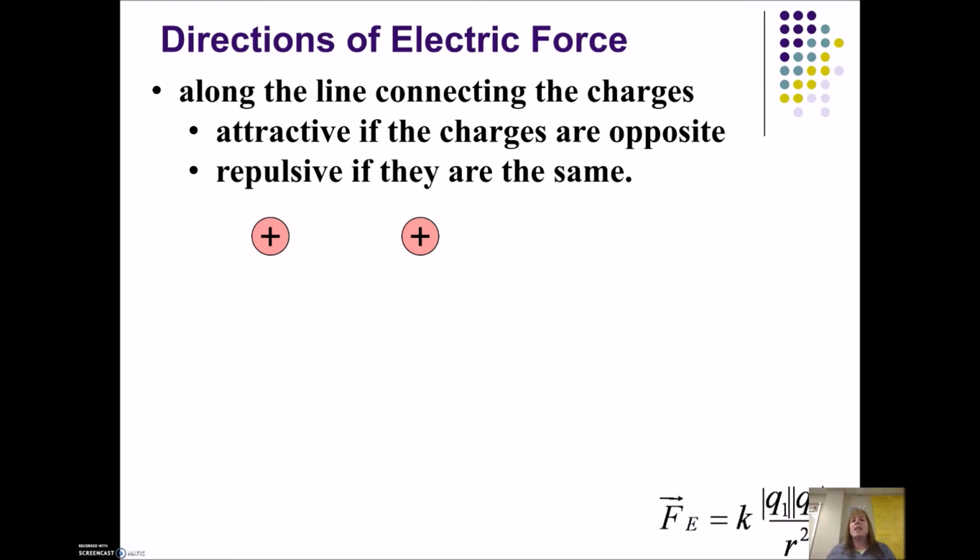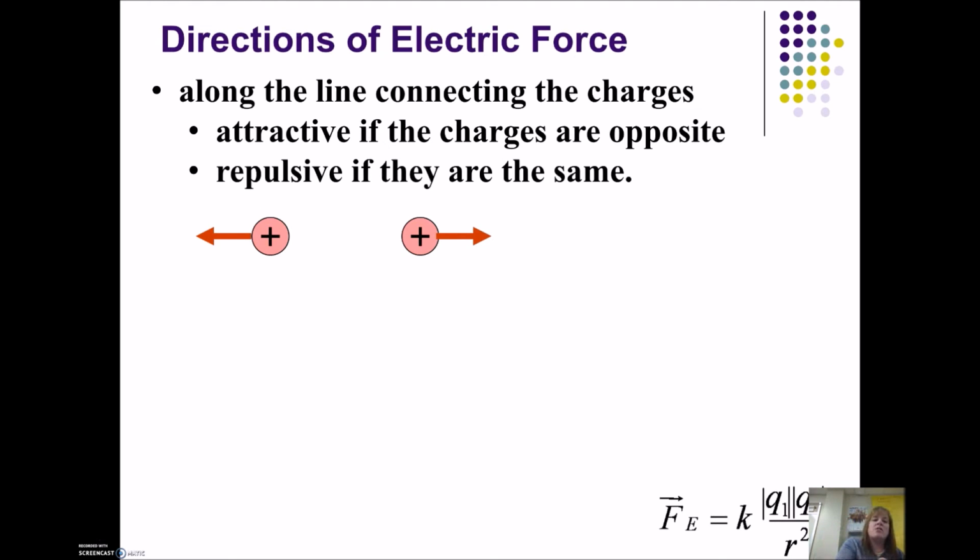Now, the direction of an electric force is along a line that connects the charges. So when you're drawing vectors, they should either be pointing at the charge or away from the charge. If it's an attractive force, so if the charges are opposite, the force arrows would point towards each other. If they're repulsive, the force arrows will point away like this. So along the line that connects a charge, you're going to draw two repulsive arrows away.